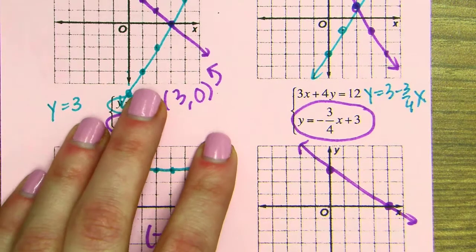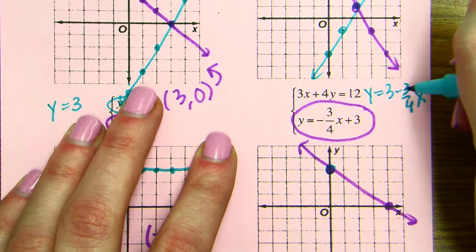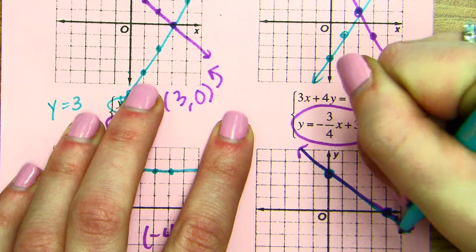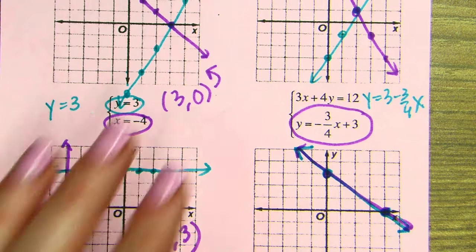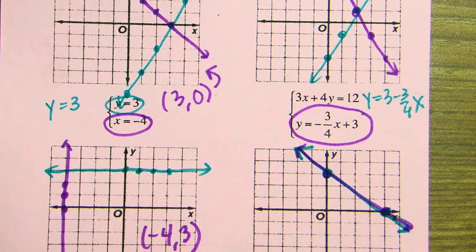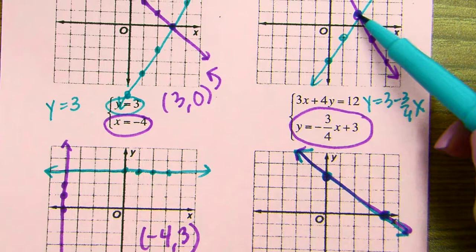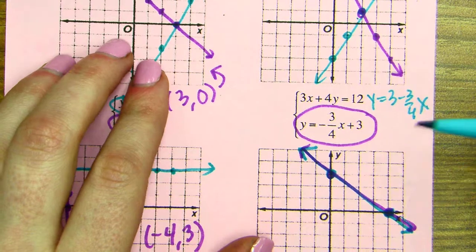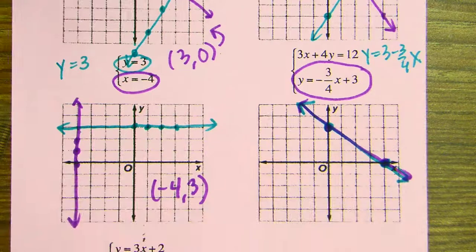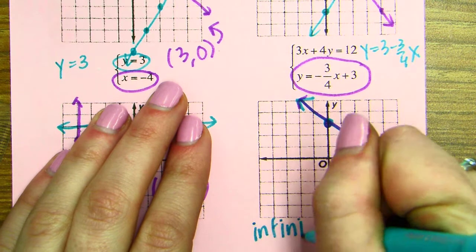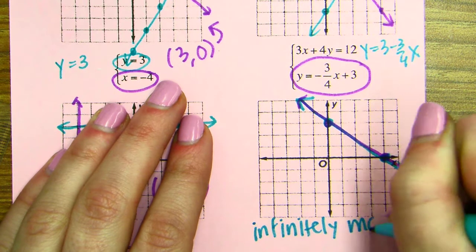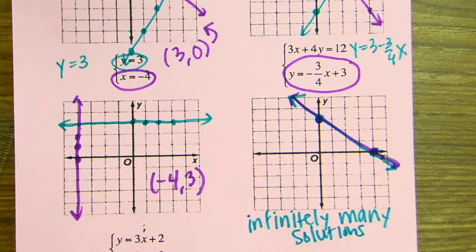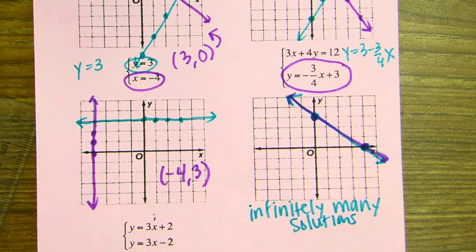I can tell that my y-intercept is the constant term 3. My slope is -3/4, so I'm going to go down 3 over 4. And then they're the same line with the same slope, same y-intercept. Remember, our solution is points that are both of the lines share, where they intersect. These lines share infinitely many points because they're actually the same line. So for this one, I'm going to write infinitely many solutions. There are infinity solutions because those are the same line, so they share infinitely many points.